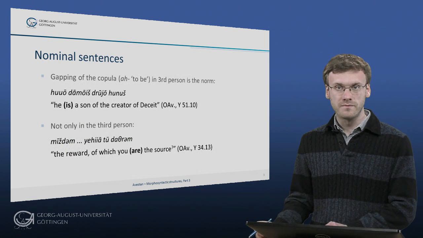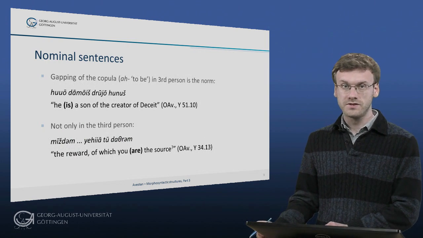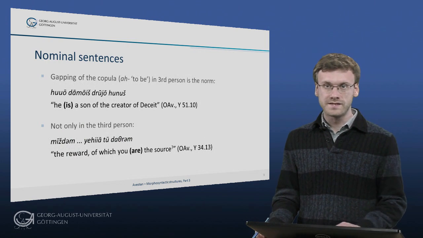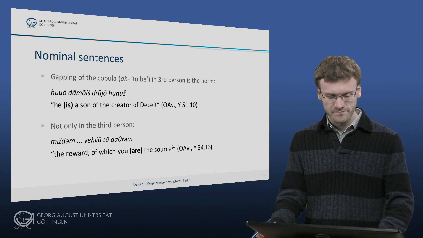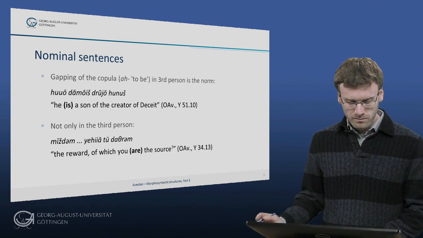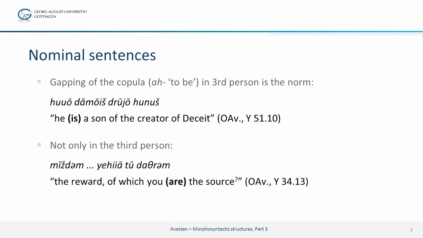In Avestan nominal sentences, the copula is usually gapped. This is definitely the norm in the third person, as in the first example on the slide. Ho damoish drojo hunush. He is, but is not expressed in Avestan, a son, hunush, of the creator, damoish, of the seed.